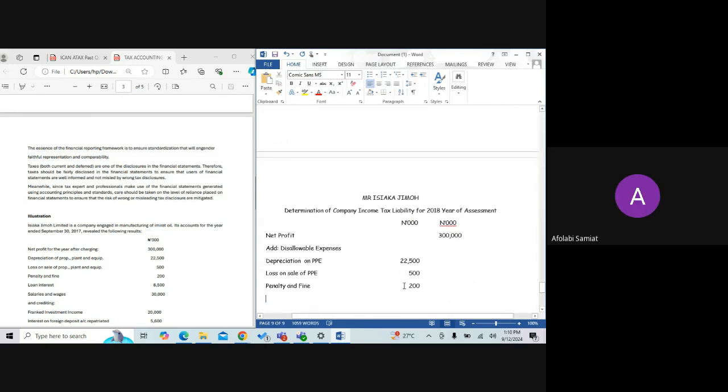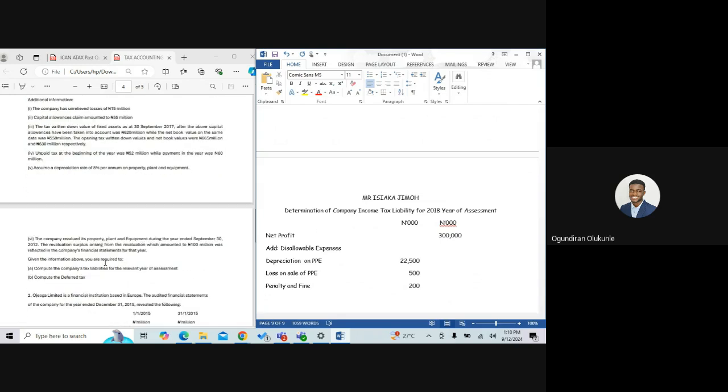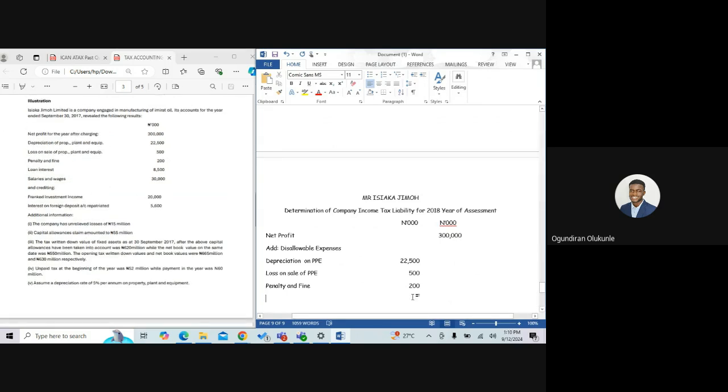So we have loan interest; when the examiner is silent, it is allowable. Salaries and wages, when the examiner is silent, are allowable. Then we need to check the additional information. Do we have any information regarding the items that we have here? No. So since we do not have any information, what's the total of the three? That's 23,200.